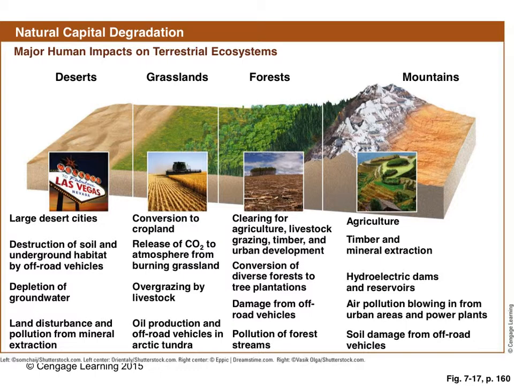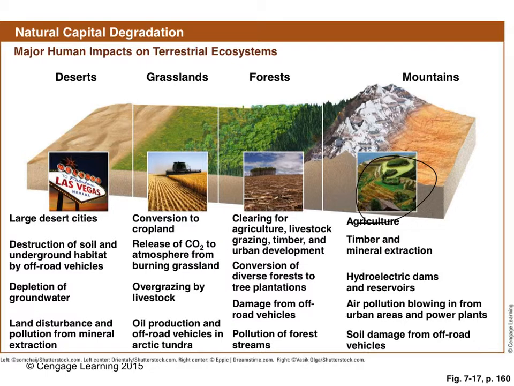Damage from off-road vehicles, pollution of forest streams also. And mountains, we're trying to do agriculture on mountains. That's a type of agriculture called contour, where we build on the side. Timber and mineral extraction also from these regions, like out in the great northwestern part of the United States.